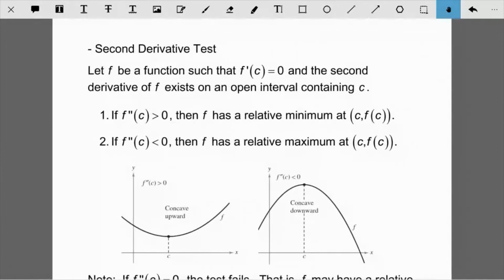All right, so let's move on here and talk about something called the second derivative test. So the second derivative test is another way that we can find maximum and minimum values.